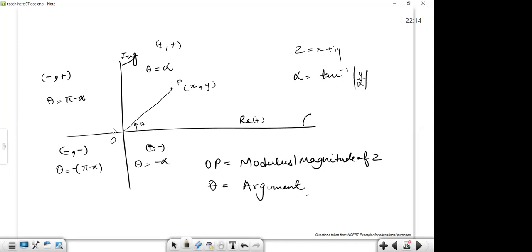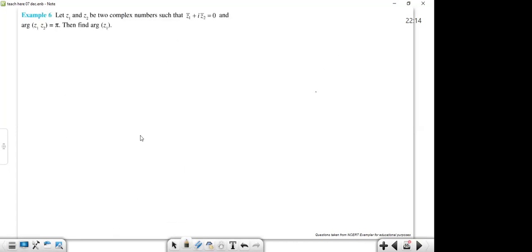So we are done with the revision, and we have also talked about the properties of argument, which are very similar to the properties of logarithm. Any doubts, anyone? All clear? Yes, sir. So let's solve this question then, if everything is clear.